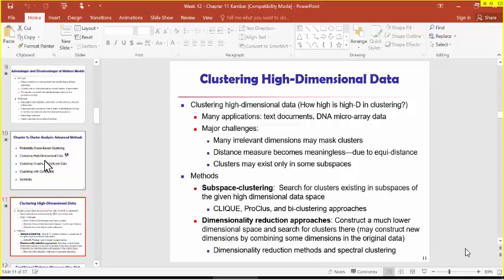There are many methods, for example, subspace clustering, where we search for clusters existing in subspaces of the given higher dimensional data space, like CLIQUE and PROCLUS methods. Another method is that we reduce the dimensions using a dimensionality reduction technique. In this, we construct a much lower dimensional space and search for clusters there.